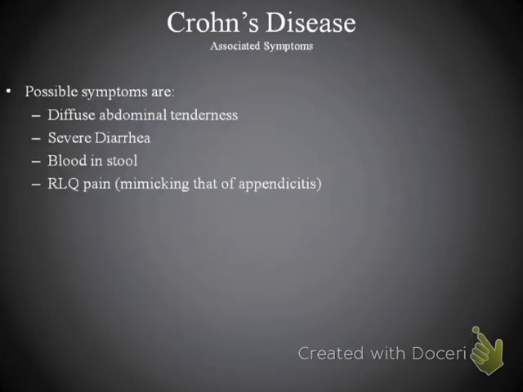So the symptoms of Crohn's disease. Possible symptoms are diffuse abdominal tenderness, severe diarrhea, blood in the stool, and right lower quadrant pain, mimicking that of appendicitis. Important to keep in mind that not everyone who complains of right lower quadrant pain has appendicitis, as we saw, that 1.1 people per 1,000 have appendicitis. And so it could potentially be Crohn's disease as well.